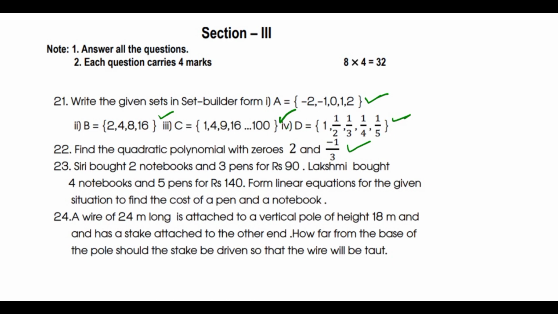So practice very well. So next question, Seeta bought 2 notebooks and 3 pens for 90 rupees. That means if the notebooks are x and the pens are y, then we write 2x plus 3y is equal to 90. Okay, and Lakshmi bought 4 notebooks and 5 pens for 140. So 4 notebooks are 4x plus 5 pens are 5y is equal to 140.